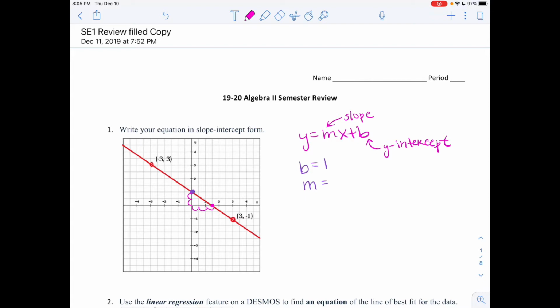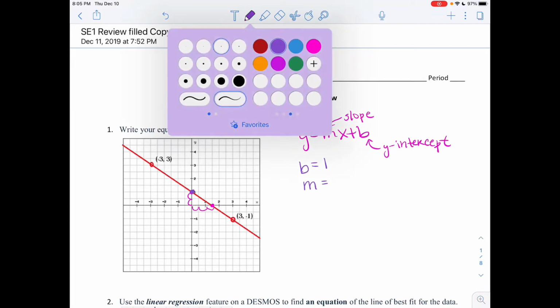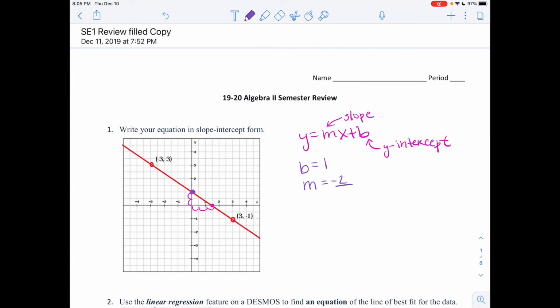So down 2, negative 2, and over to the right by 3. So our slope is negative 2 over 3. That means that I can write my equation as y is equal to negative 2 over 3x plus 1.